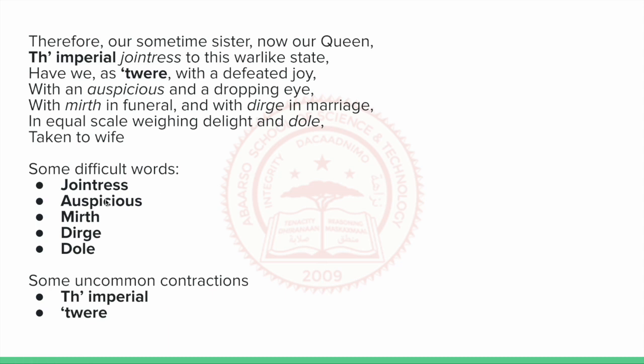Jointress, auspicious, mirth, dirge, and dole. These 5 words here will be added to your vocabulary list. I believe there's 3 in video lesson number 1, but these will just be added. I won't be providing the definitions now, but rather it will be part of your homework number 3. So homework assignment number 3, the first part, you'll be defining these words.